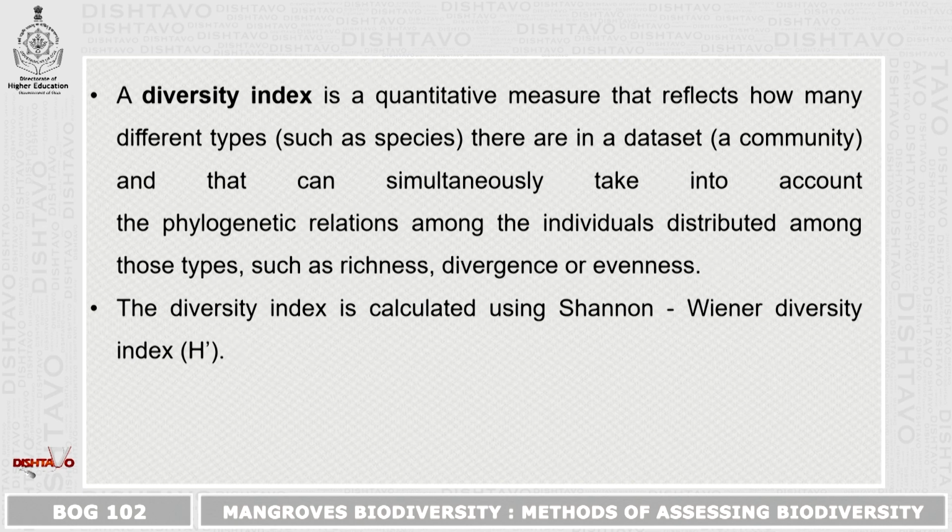First is the diversity index, which is a quantitative measure that reflects how many different types, such as species, there are in a data set, or a community, or an ecosystem, and that can simultaneously take into account the phylogenetic relation among the individuals which are distributed among those types, such as richness, divergence, and evenness. The diversity index is calculated using the Shannon-Wiener diversity index, and this symbol is used for this index.